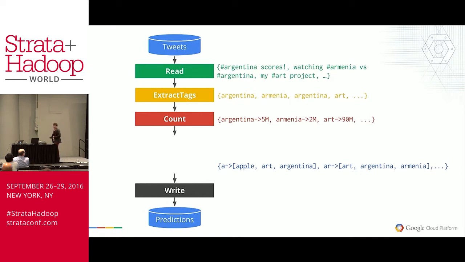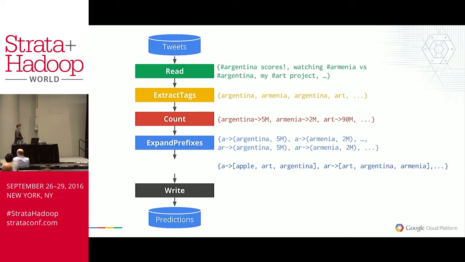Once we've counted up the tags, what we really want is to know the prefixes that are generated by each tag. So we're going to expand each tag to the set of prefixes that it generates. Argentina is going to expand to A, AR, ARG, and so on. Armenia is going to expand to A, AR, ARM, and so on. And finally, once we have that, we can just take the top 3, let's say, tags for each prefix. And that gives us exactly the results that we want. So what have we done here? We've described just a set of logical transformations that we've had to perform on our data to get from the source that we have to the result that we want.